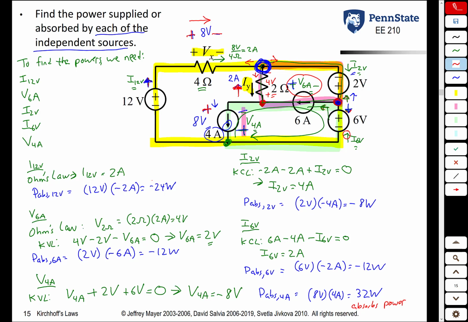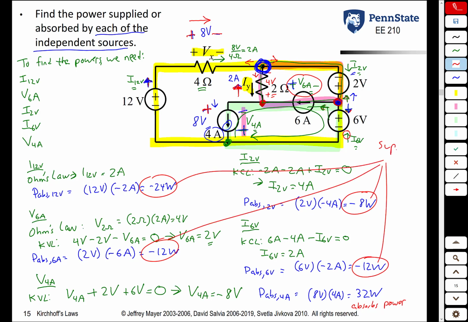So notice this last source actually does absorb power. The other ones, because they're negative, they all supply power. So in this example, we basically saw that by introducing these new variables here, solving for those variables, and then using the power equation for each of the sources, we can solve this problem.